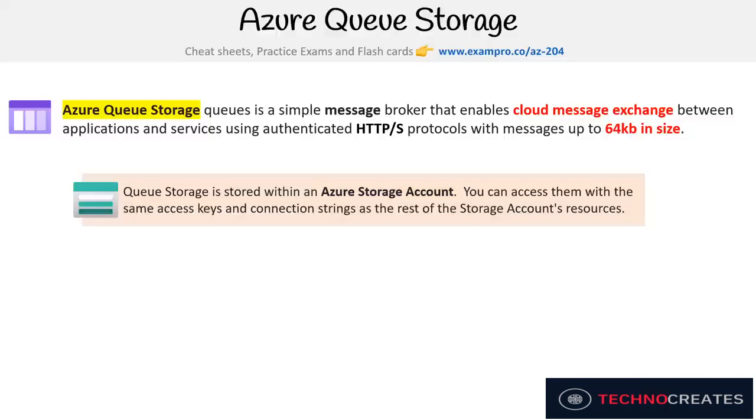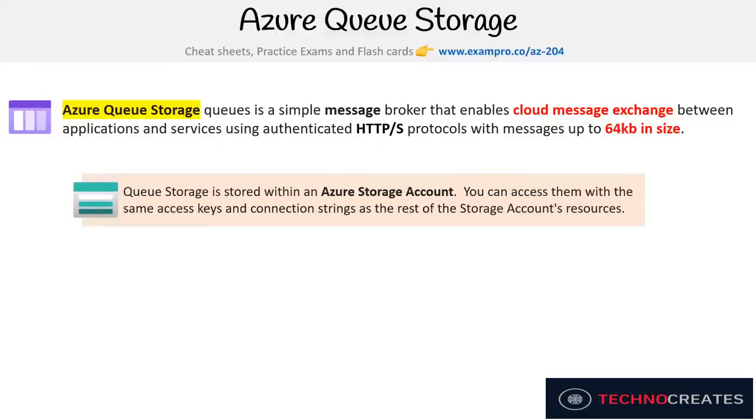So Queue Storage is a service or a product underneath the Azure storage account. So you first have to create a storage account. And then from there, you create your queue, but you'll be using the same access keys and connection strings like the rest of the other storage account resources.